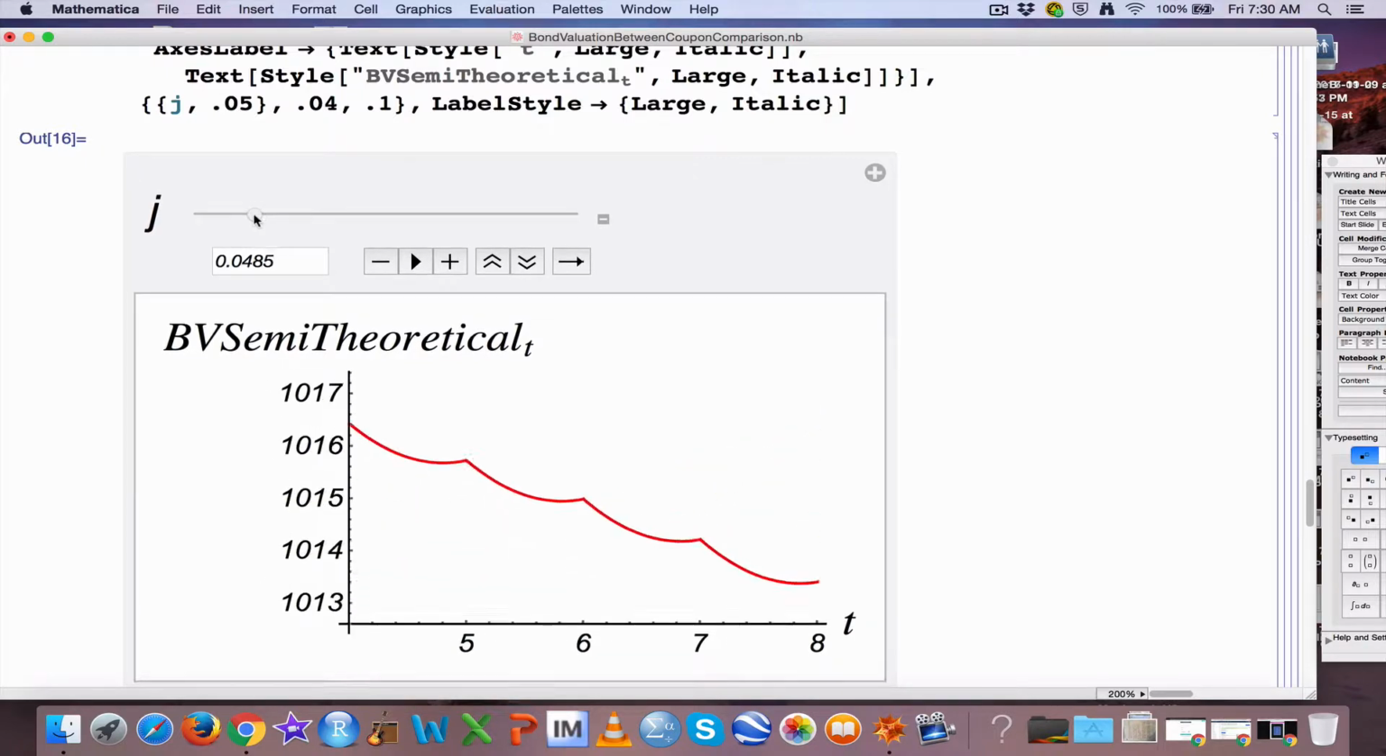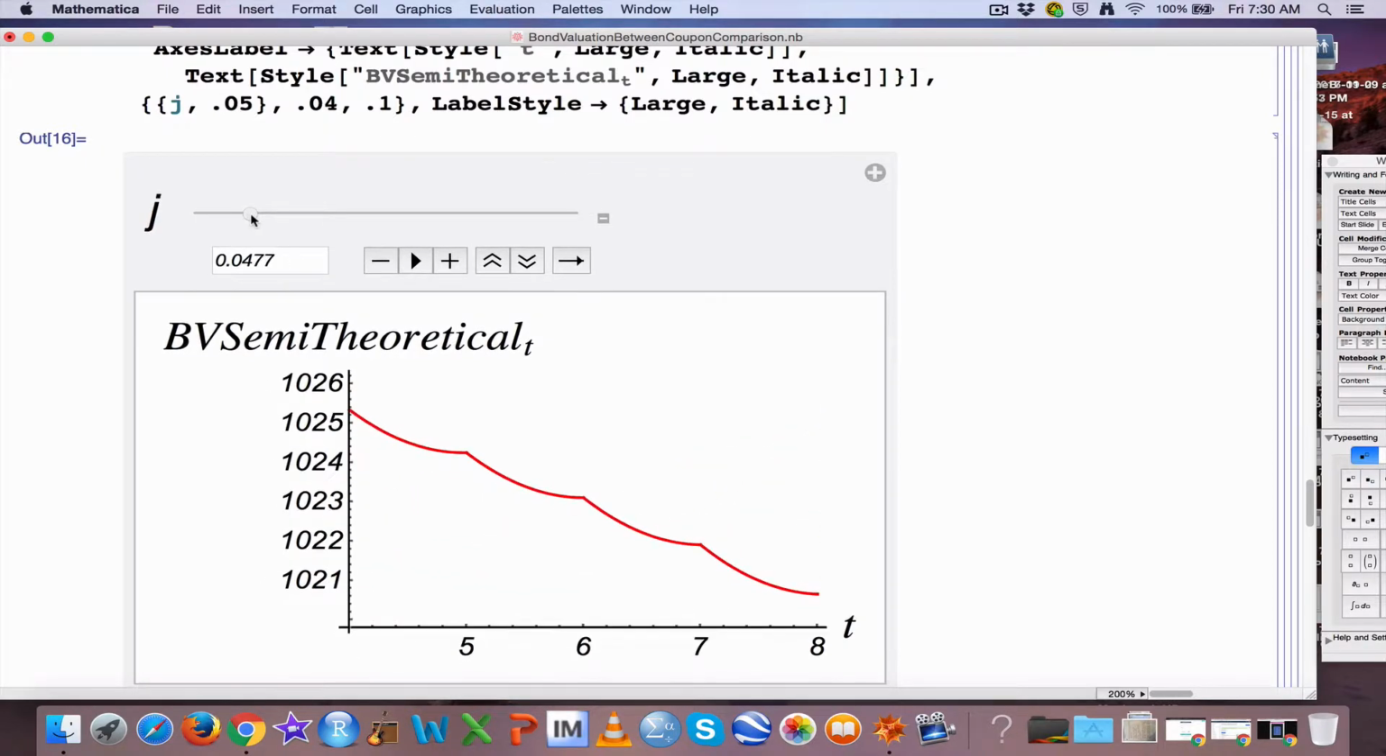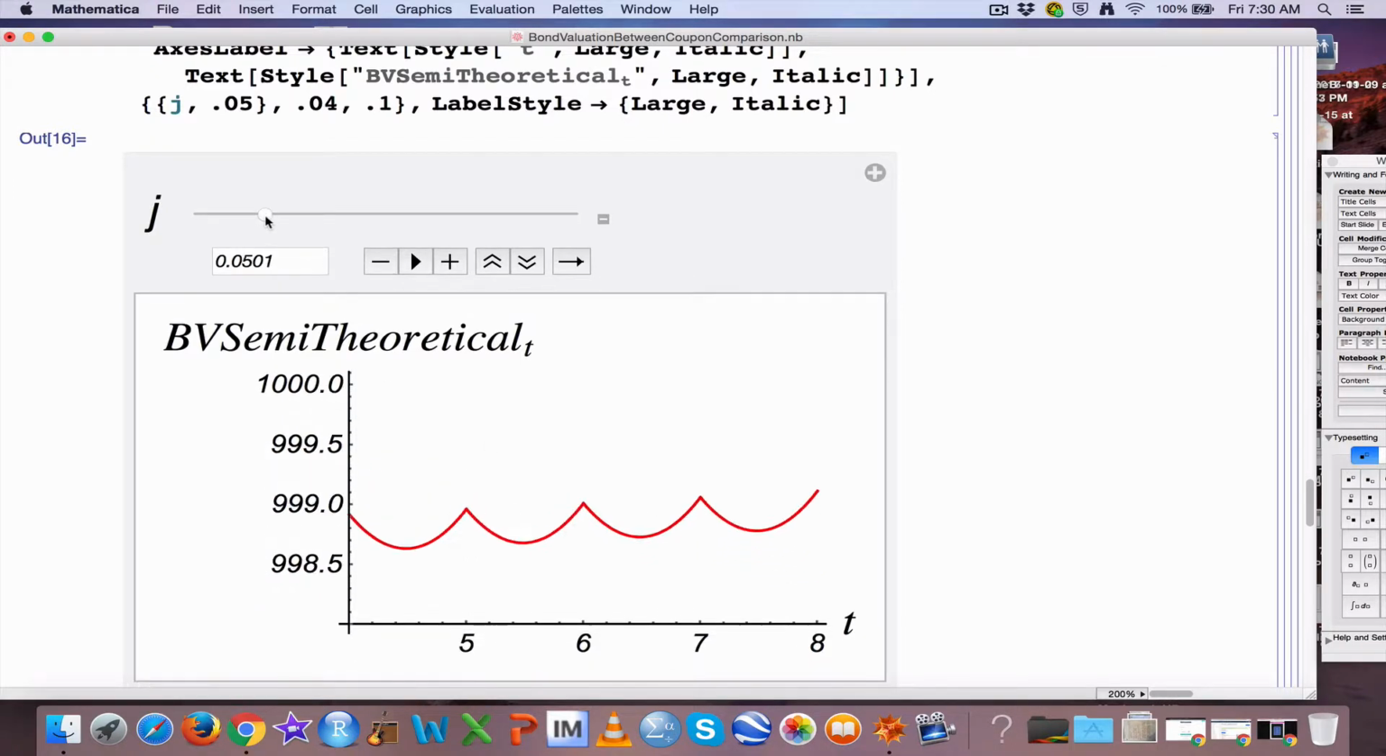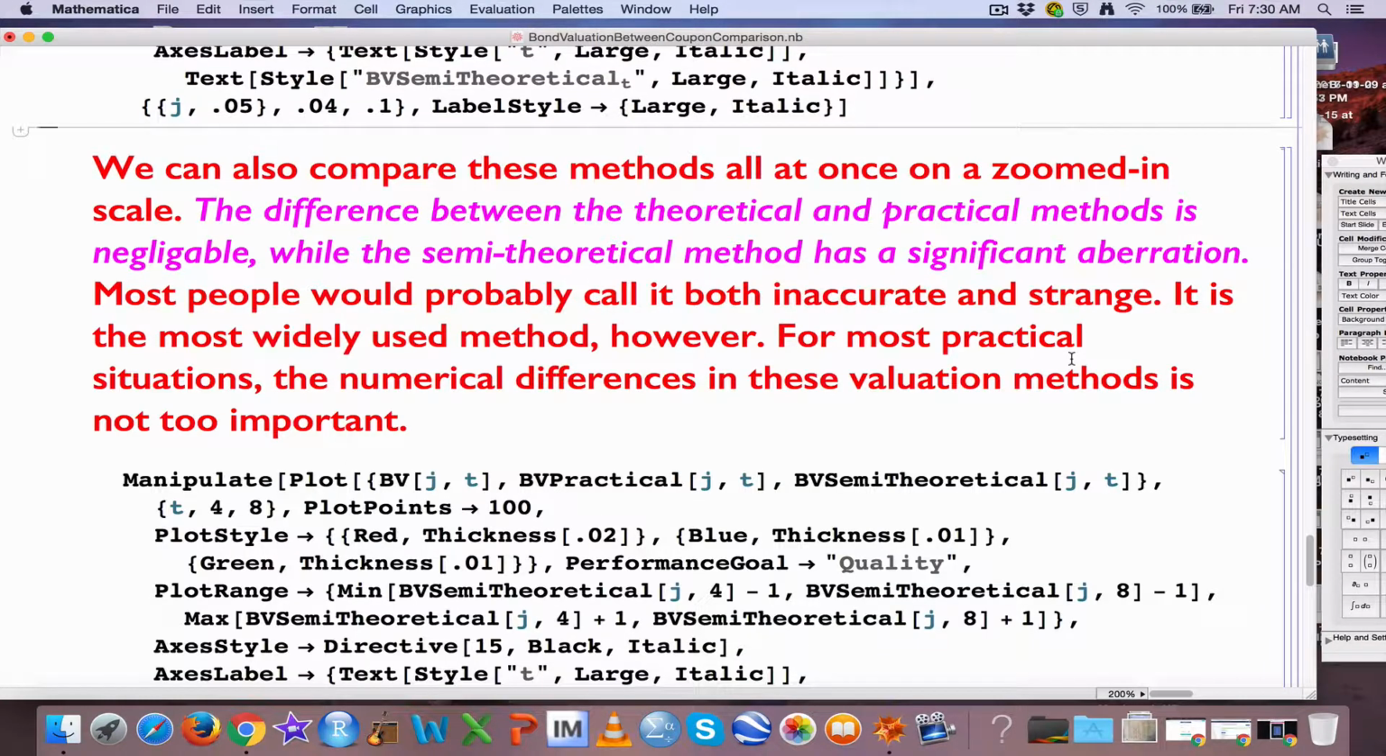On the other hand, when you buy the bond at a premium, it's still strange. And once again, when j is close to 0.05, well, in this case, you would think the graph should always be decreasing, but now you've got little pieces where it's increasing, which is kind of strange. Okay? So it's a strange method. Now, can we understand why it's doing this? I want to get there.